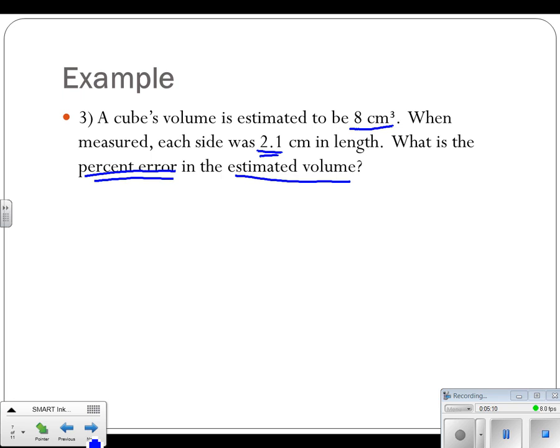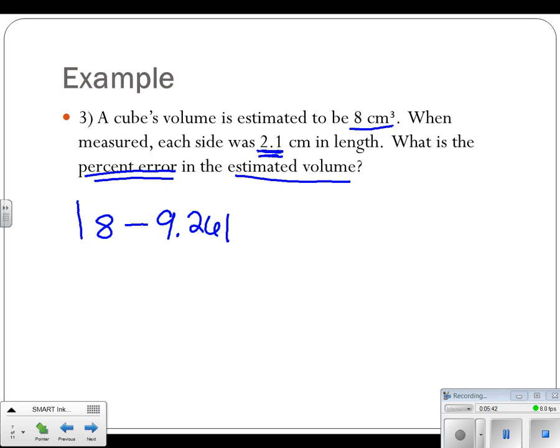So if 8 centimeters cubed is our estimated value, going back to what relative error equals, we have our estimated value, and we subtract the actual value, which would be 2.1 cubed. If you take 2.1 and cube it, you end up with an actual volume of 9.261.